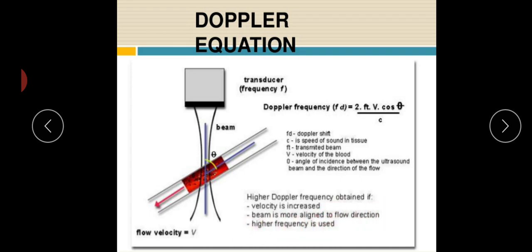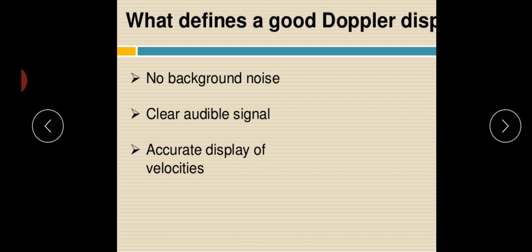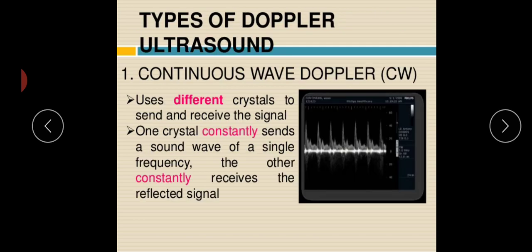What defines a good Doppler display? The first is no background sound, a clear audible signal, and accurate display of velocities. There are two types of Doppler ultrasound. The first one is the continuous wave Doppler. It uses different crystals to send and receive signals. One crystal constantly sends a sound wave of a single frequency, the other constantly receives the reflected signal.